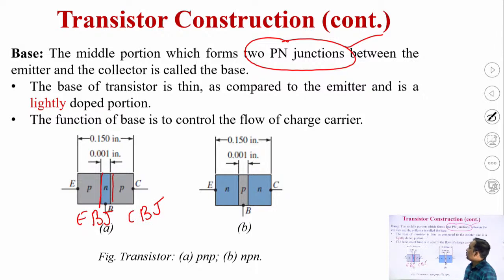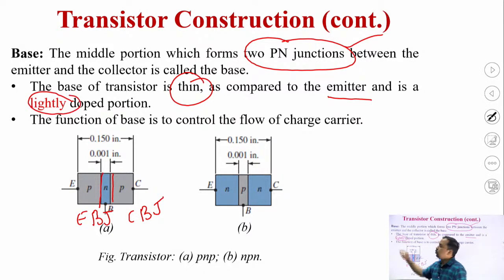The base of the transistor is thin as compared to the emitter and the collector. Also, the base is lightly doped to minimize recombinations. The width of the base is thin to minimize the transit time effect, because if the base width is very small, the charge carriers will take very little time while moving from the emitter to the collector side. So the base is thin, and the doping is light.